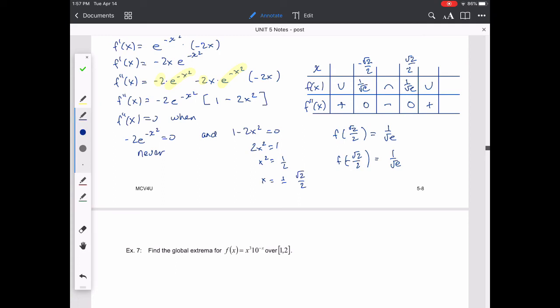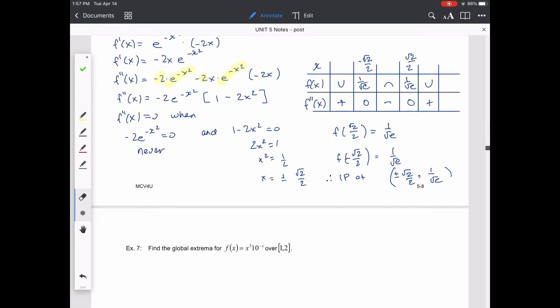So therefore, we can say that our inflection points are at x equals plus or minus root 2 over 2 and 1 over root e. So let me just take out the x. I think there's one last example.